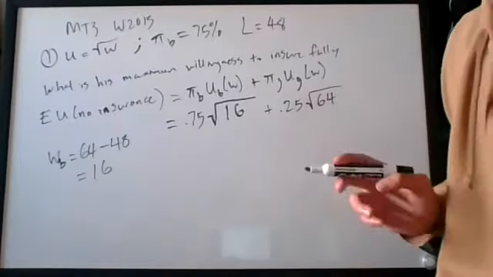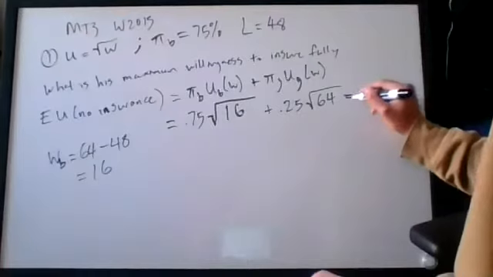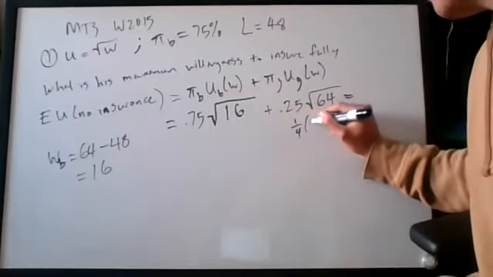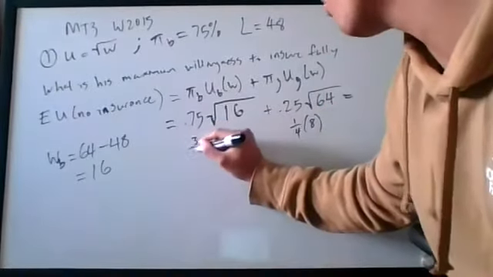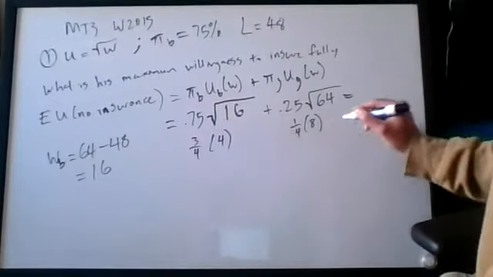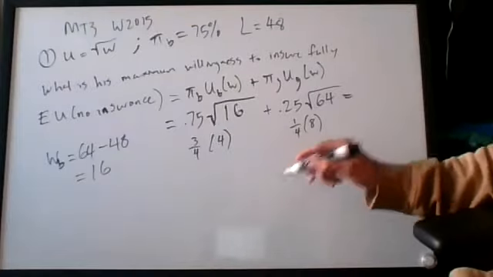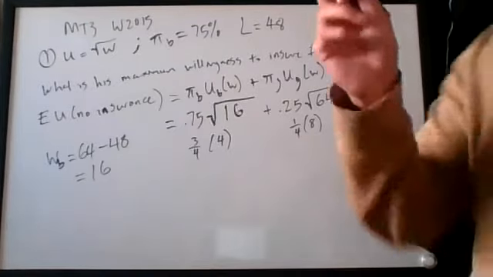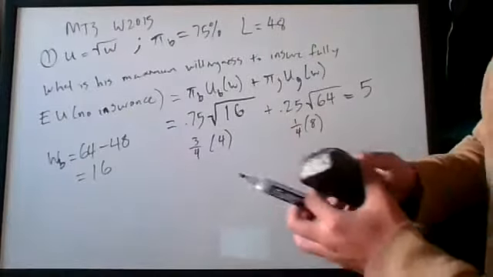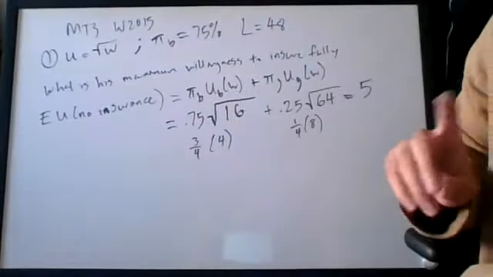In the good state, he doesn't lose anything when he has no insurance. So when we figure out what this value is, this is 1/4 times 8, and this is 3/4 times 4. So this is equal to 2, and this is equal to 3, okay? So his expected utility when he has no insurance is equal to 5. And we want to match this up against his expected utility with full insurance.